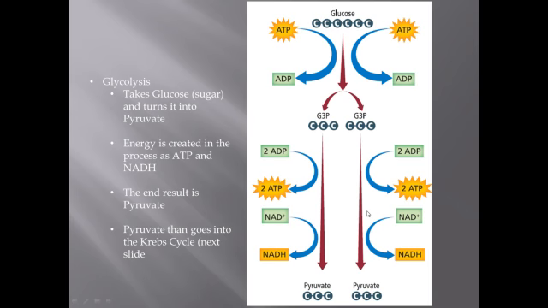Okay, glycolysis. This is the very first step in cellular respiration. Glycolysis takes glucose and turns it into pyruvate. Now, glucose is a 6-carbon molecule right here. And what happens is that glucose is converted into a molecule called pyruvate at the very end. And energy is created in this process in the form of ATP and NADH.